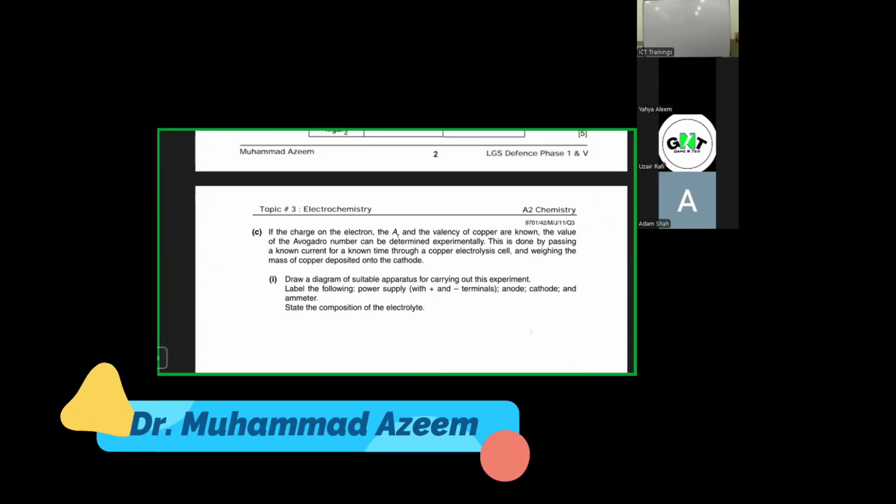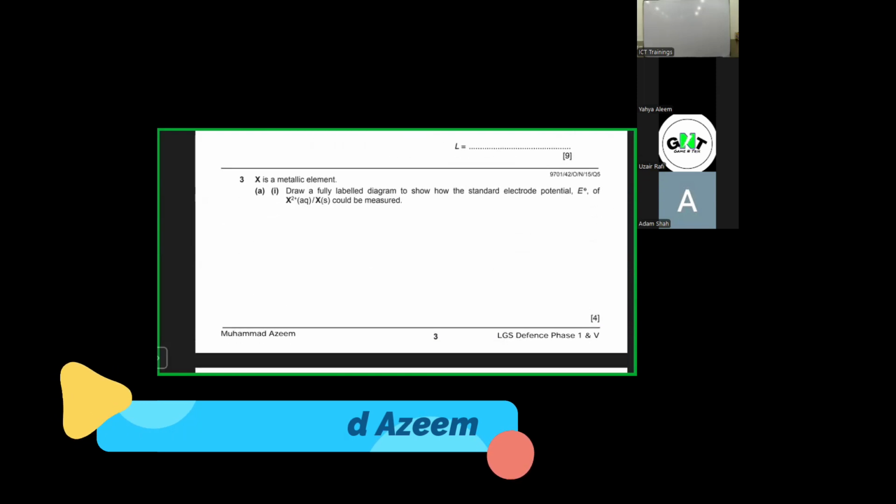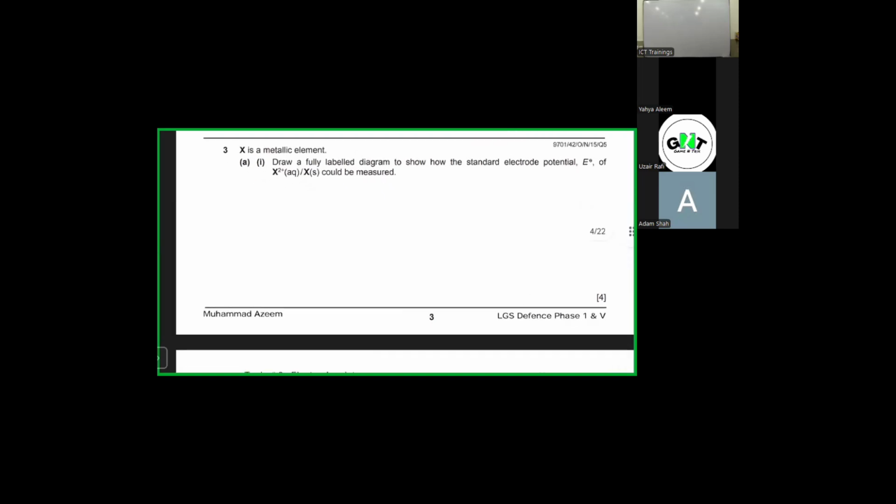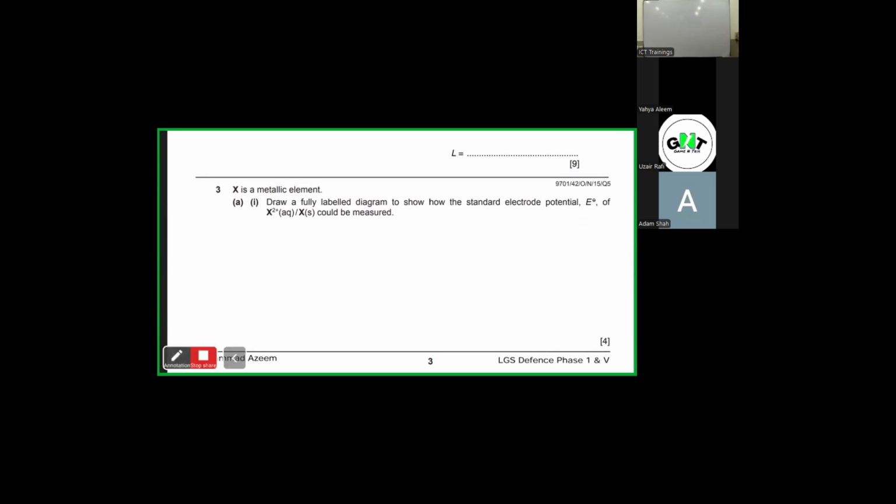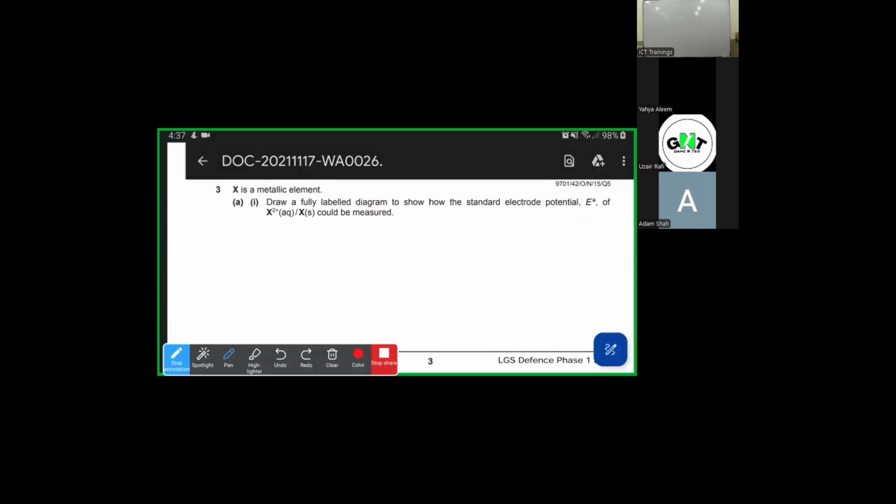Okay, guys. So we are going to start with question number 3. I'm going to do that question for you as a whole. First of all, if you look up here, the question says X is a metallic element. Draw a fully labeled diagram to show how the standard electrode potential, SEP, is measured.